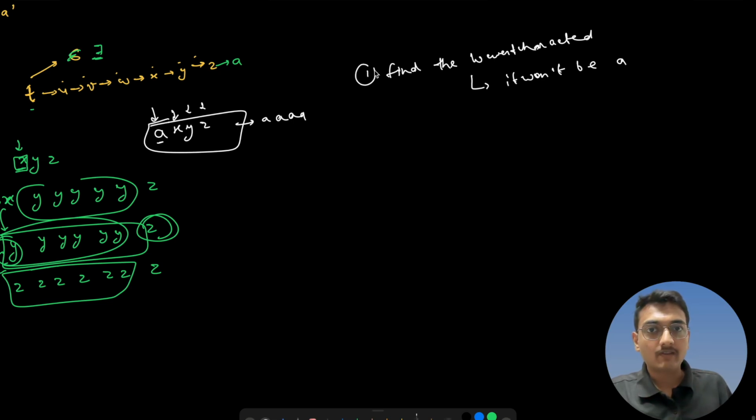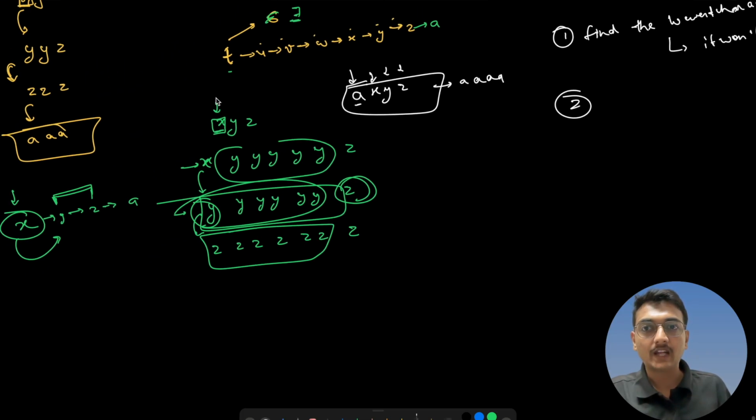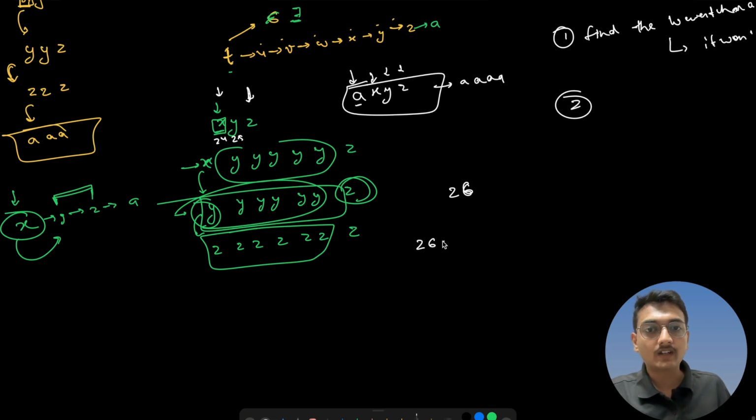Okay, so first of all, I will find the lowest character. Now I can do some mathematical operations. I know one thing for sure: if I am at x and my z is here, there are basically 26 characters, right? So let's say this is 25 and this is 24. I can do something like this: 26 minus 24 plus 1, because I need to reach a, right?